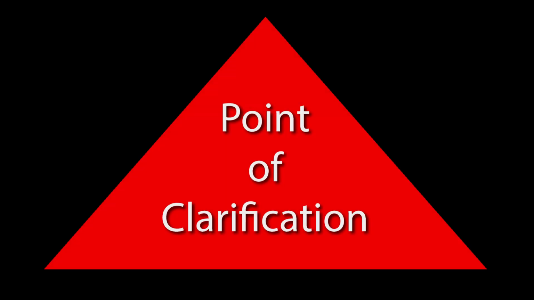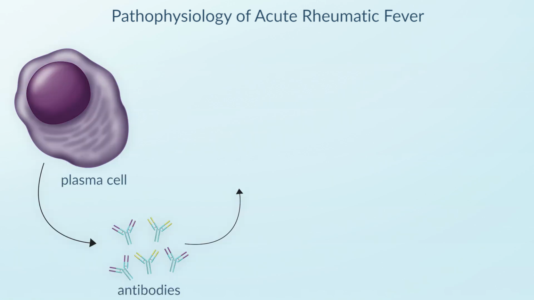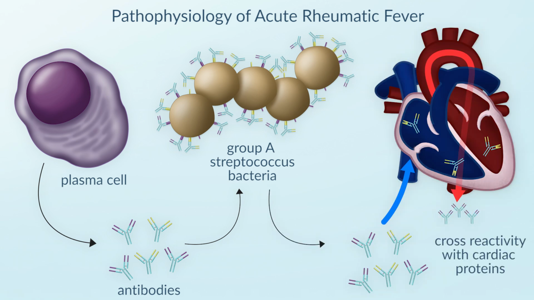Point of clarification. In acute rheumatic fever, the patient's immune system produces antibodies against the M protein of the group A Streptococcus bacterium. These antibodies appropriately bind to the antigen on the surface of the bacteria to eradicate the primary infection. But occasionally, these same antibodies cross-react with the patient's own cardiac proteins, given the structural similarities between those proteins and the M protein of group A strep. This molecular mimicry is believed to be the basis for cardiac pathology related to acute rheumatic fever and rheumatic heart disease.